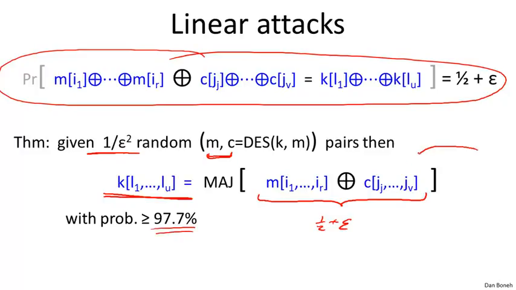In other words, if this relation happens to be correct more than half the time, then the majority will be right. And because there's an epsilon bias, the probability that you will be correct more than half the time is in fact 97.7%, in which case the majority will give you the correct XOR of the key bits. Okay, so this is kind of cool. Within 1/epsilon² time, you can figure out an XOR of a bunch of key bits.